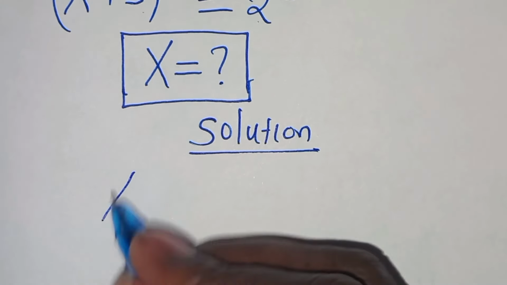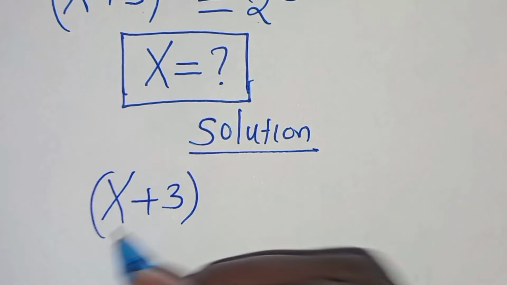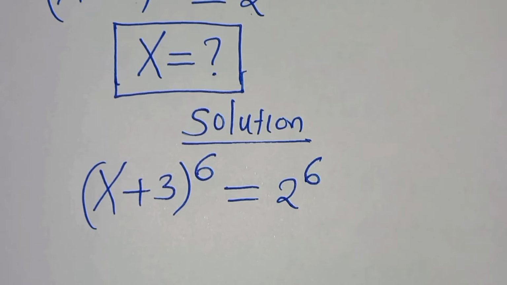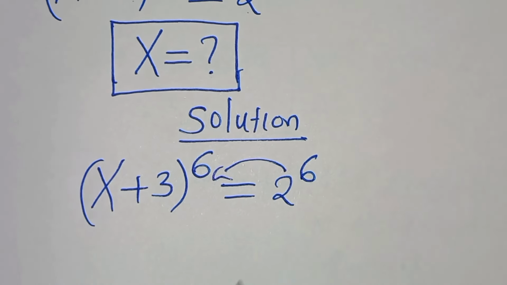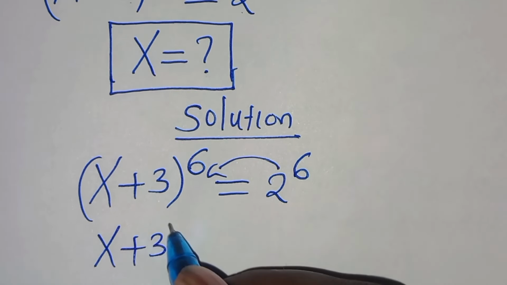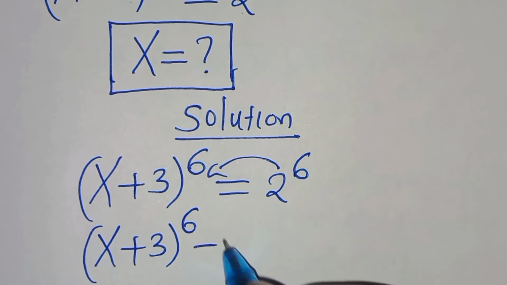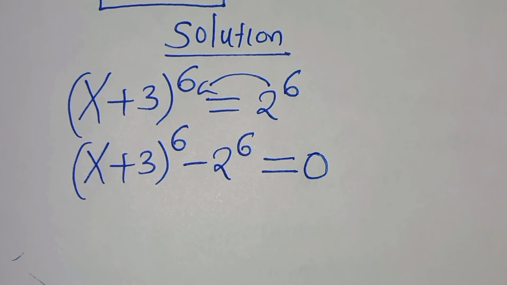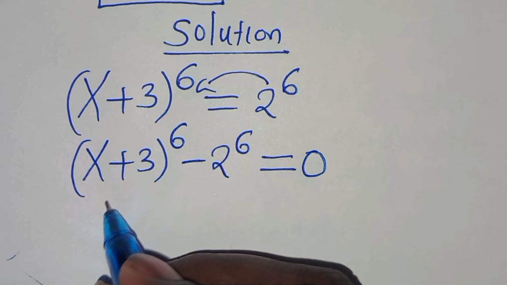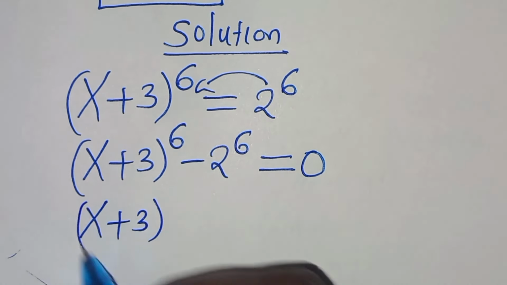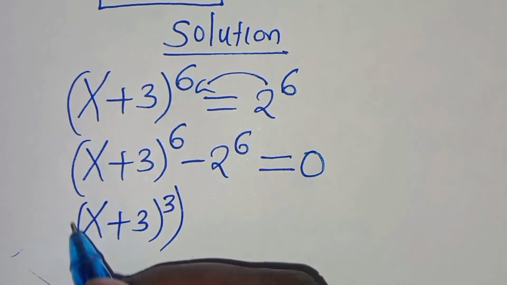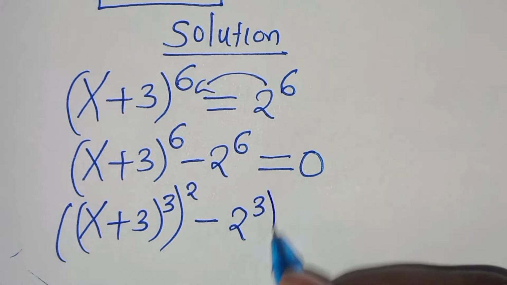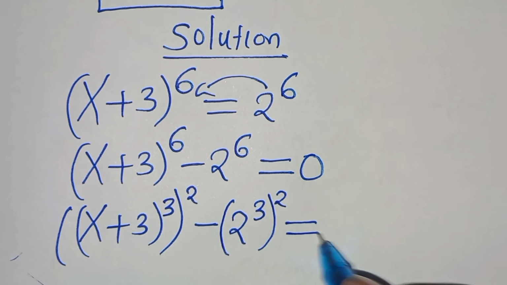So we have (x + 3) raised to the power of 6 equal to 2 to the power of 6. Let's take 2 to the power of 6 to the left hand side. So this is (x + 3)^6 minus 2^6 equal to 0. We can express (x + 3)^6 as ((x + 3)^3)^2, and subtract 2^6, which is (2^3)^2. This is equal to 0.